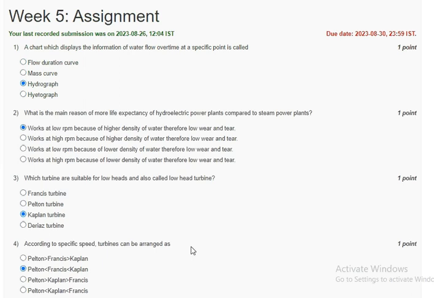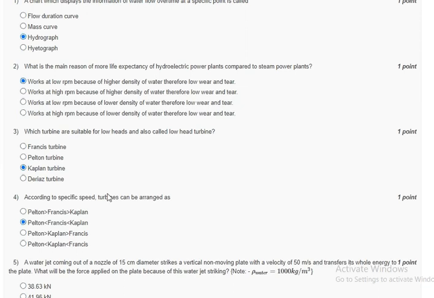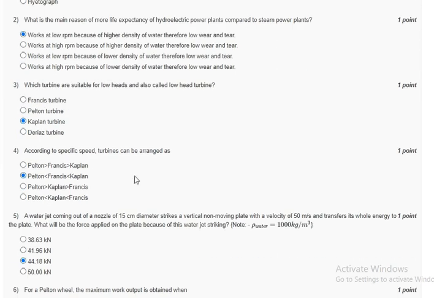Third question, which turbines are suitable for low heads and also called low head turbine? So here the Francis turbine is the medium head turbine, Pelton turbine is the high head turbine, Kaplan turbine is the low head turbine. So answer is the Kaplan turbine. Kaplan turbine is the right answer for this.